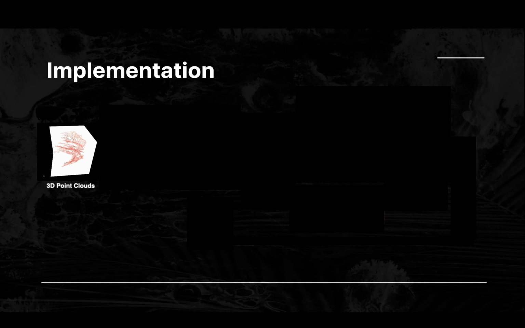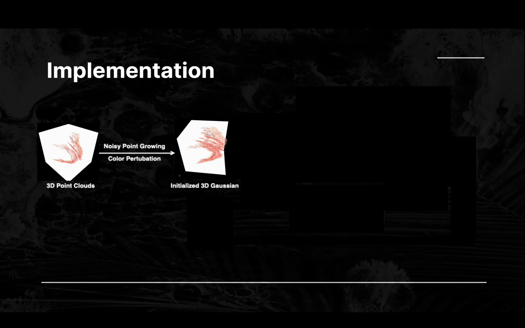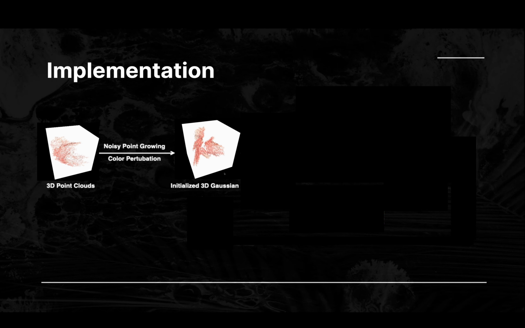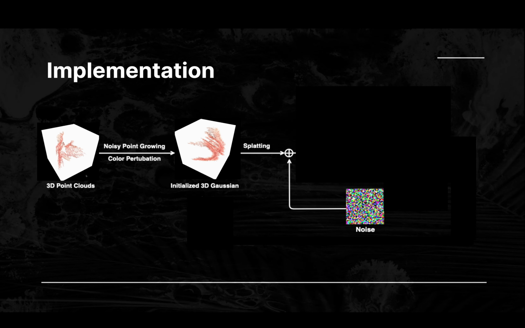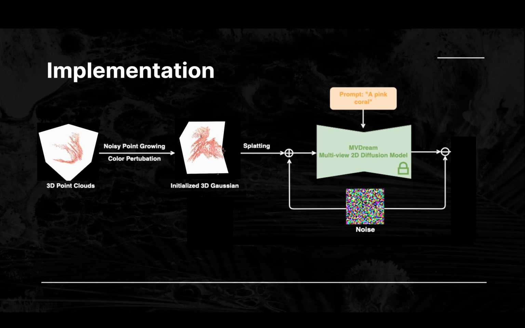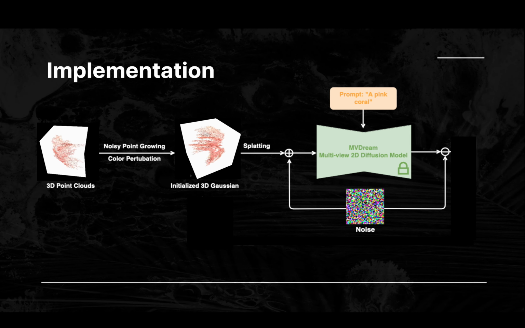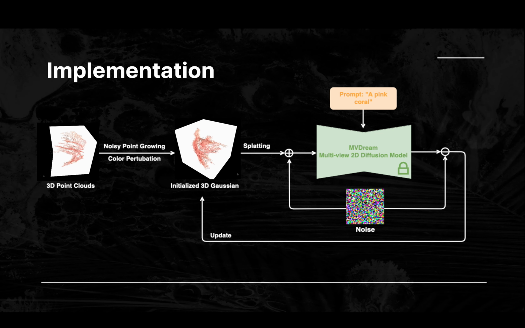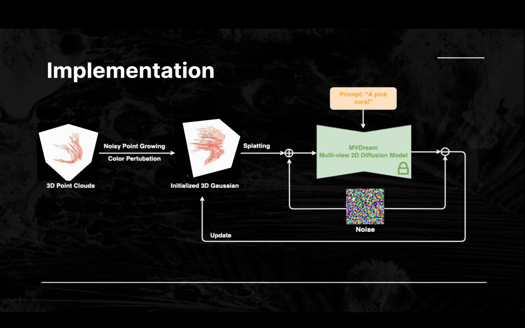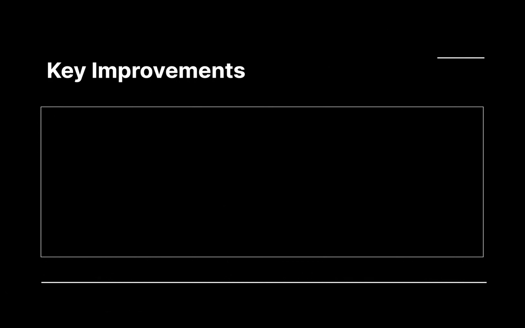And let's go through our pipeline. We start with a sparse point cloud, and after noisy point growing and color perturbation, we get a more detailed point cloud, and we use it to initialize our 3D Gaussians. And then we render our Gaussian representation into images and add noise into it. After we feed this into a diffusion model with a prompt, we get more clear and sharp 2D images. And then finally, we use these images to optimize our 3D models. This is an iterative process, and we do this multiple times to finally get our 3D representation.